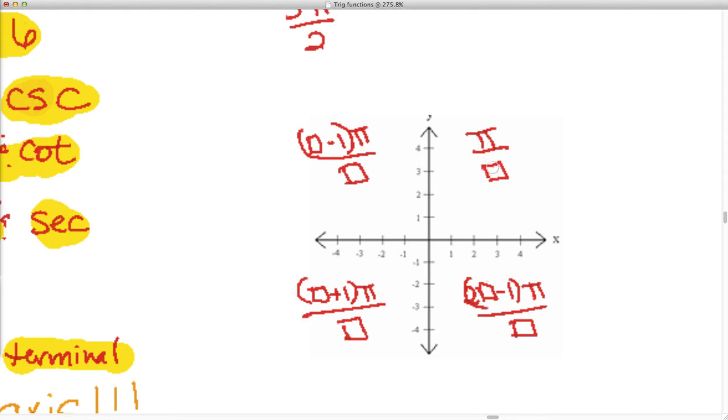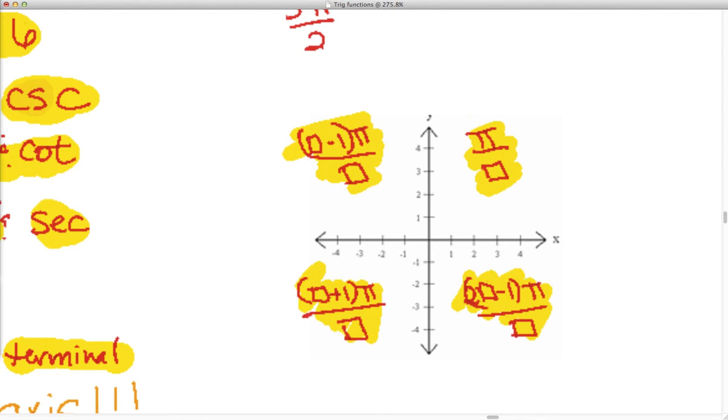But basically, the relationship exists between the numerator and denominator. In the first quadrant, we are always going to have pi over whatever, 3, 4, or 6. But in the second quadrant, only with those 3 reference angles, you would have a numerator that's 1 less than whatever that denominator is. In the third quadrant, it's always 1 more. And in the fourth quadrant, twice the denominator minus 1.